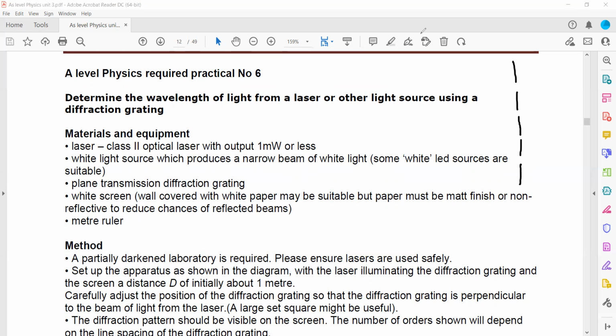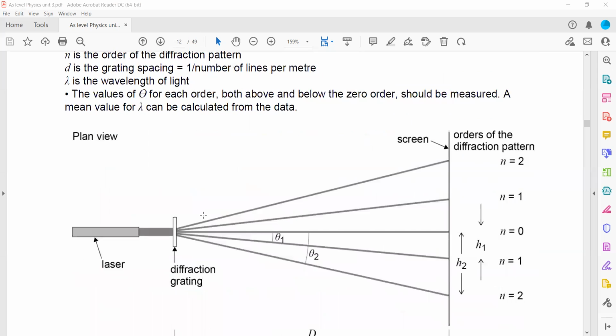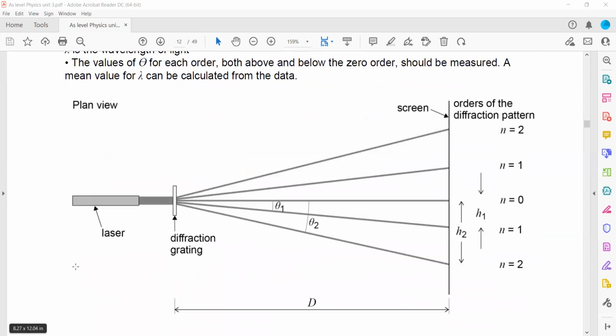So how can we determine the wavelength using a diffraction grating or the grating element? This is called a diffraction grating, or you can also say grating element.